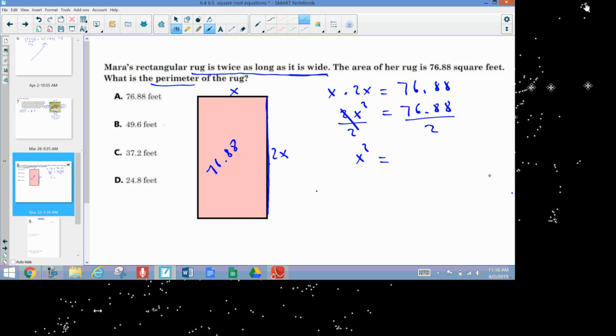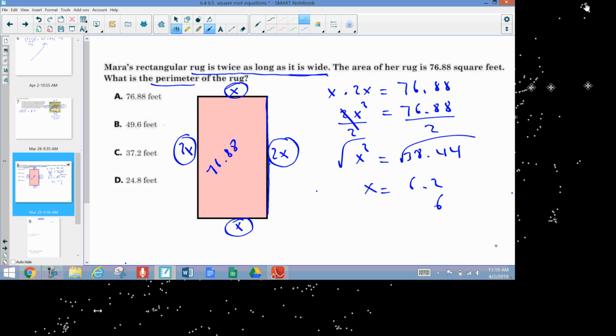That makes 38.44. Then root, 6.2. So is that the answer? So what is the question? What is the perimeter? Perimeter, right? So how many x? 2x here, 4x, 5x, 6x times 6.2. See, we're faster than calculators.